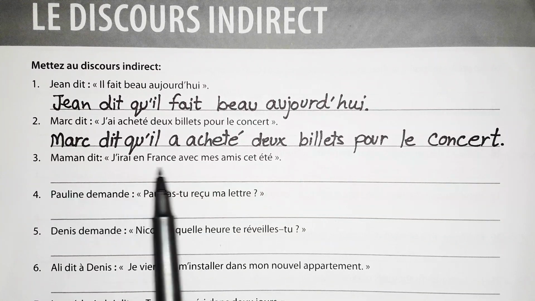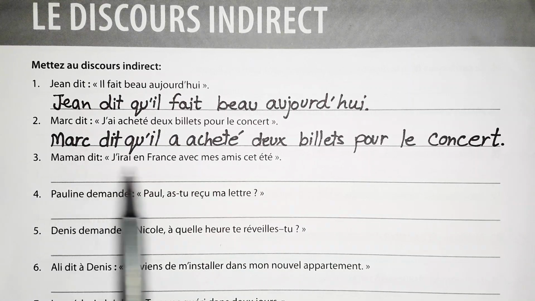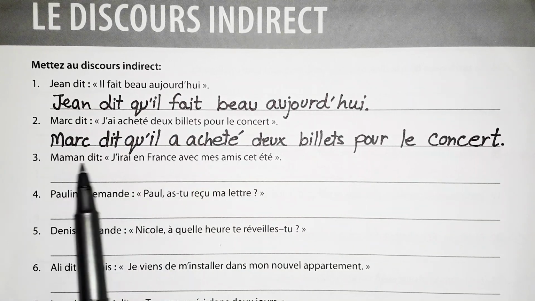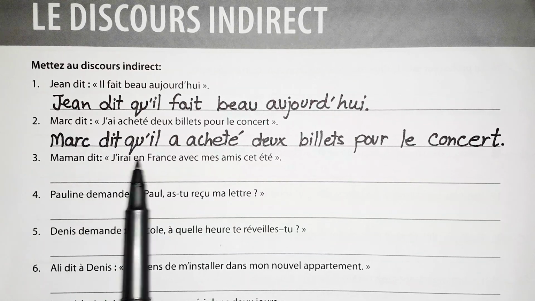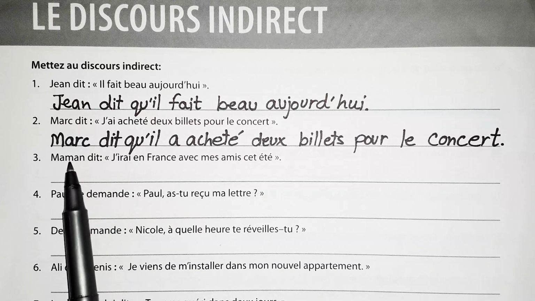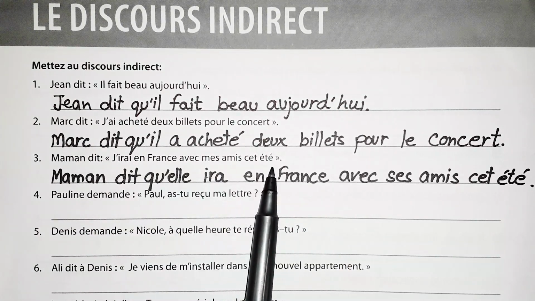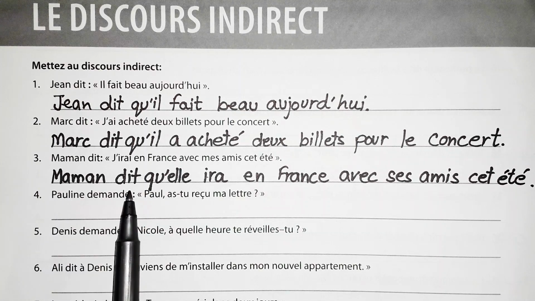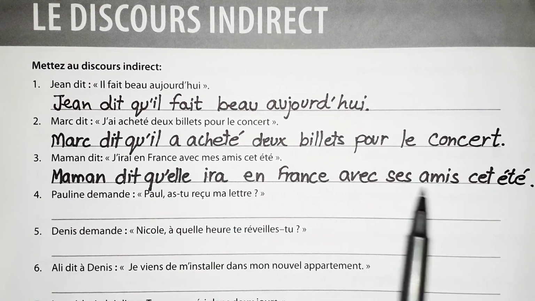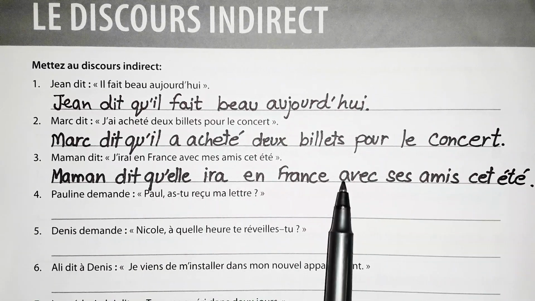Maman dit, j'irai en France avec mes amis cet été. Now again, this portion tells us that the sentence is spoken in present. Mama is saying. Okay. So we'll just add que to join both the sides and we'll change je according to the subject. Maman dit, j'irai en France avec mes amis cet été. Mama is saying I will go to France with my friends this summer. And after changing it, it is like Maman dit qu'elle ira en France avec ses amis cet été. Mama is saying that she will go to France with her friends this summer.